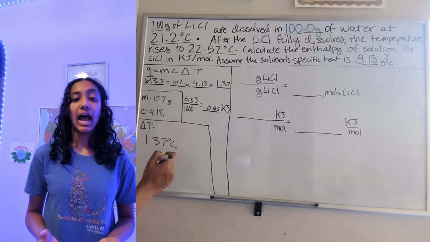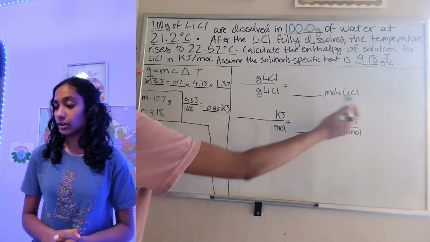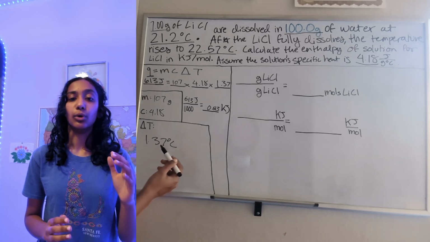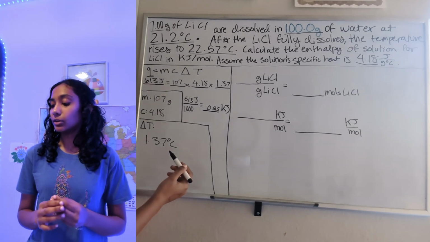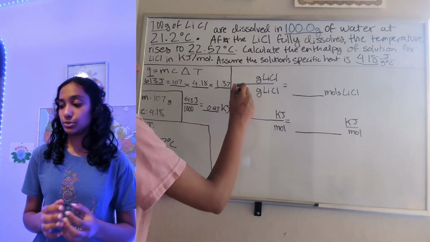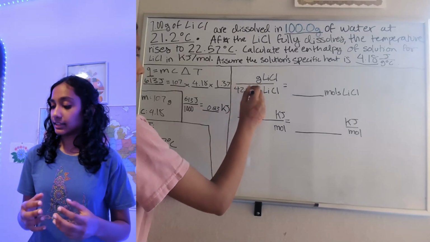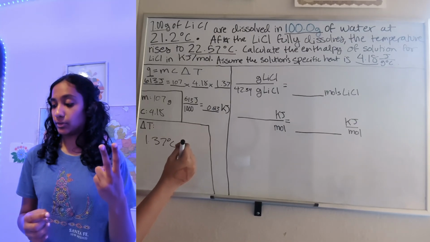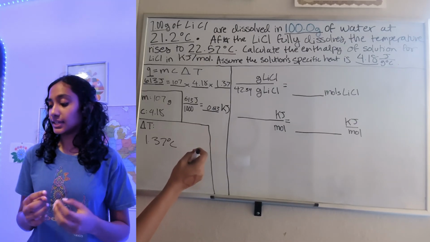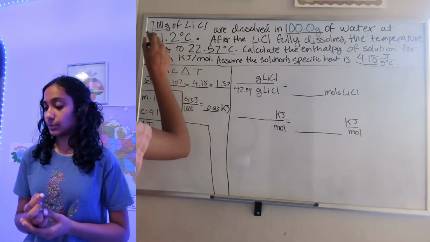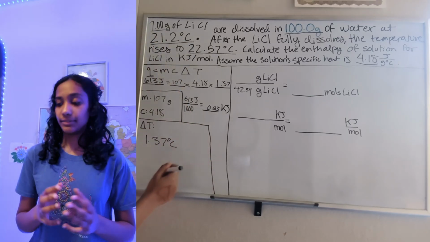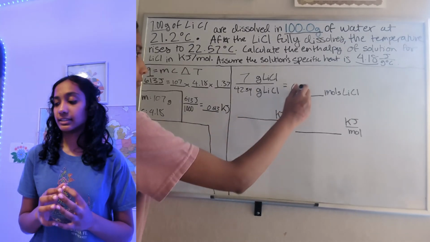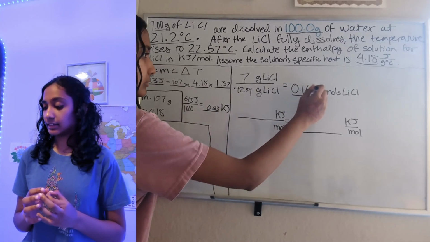Now we need to figure out how many moles of LiCl there are, since the problem asks for the enthalpy in kilojoules per mole of reaction. The molar mass of LiCl is 42.39, and you can get that by adding the molar masses of 1 mole of lithium and 1 mole of chloride. And our problem tells us that 7 grams of LiCl were in the solution. 7 divided by 42.39 gives us 0.165 moles of LiCl.